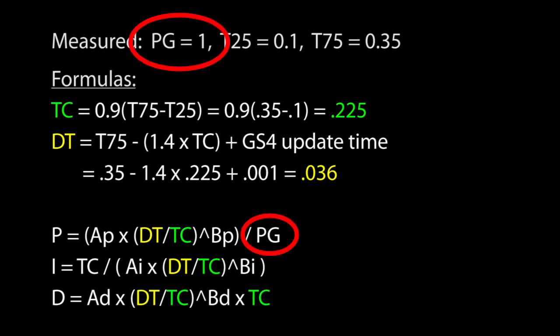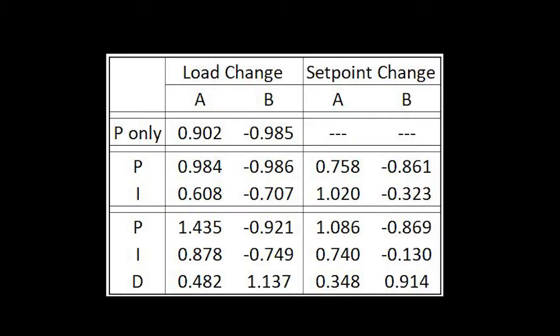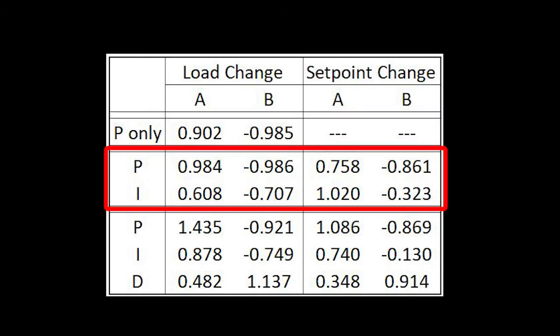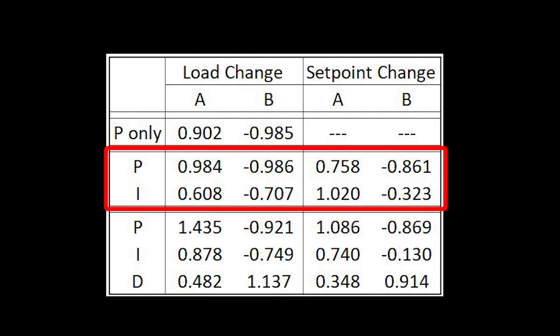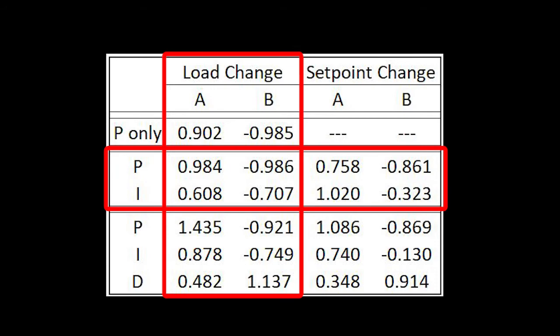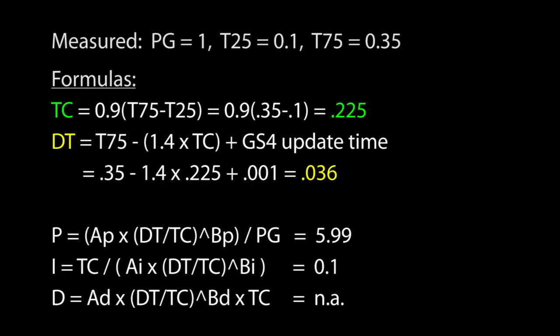The process gain is 1, but what are these A and B numbers? Well, for those, you go to this chart and pick the ones you want. First, you choose which algorithm you'll be using: P only, P and I, or P, I, and D. We'll use the P and I row, so we have an apples-to-apples comparison with the previous video that didn't use D. Do we have a system that has a changing load or a changing set point? Well, we're changing the load. We're opening and closing the valves. So that means we want these A and B constants. Plug everything in, and we have our answer.